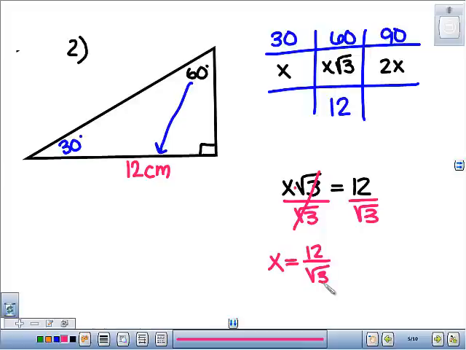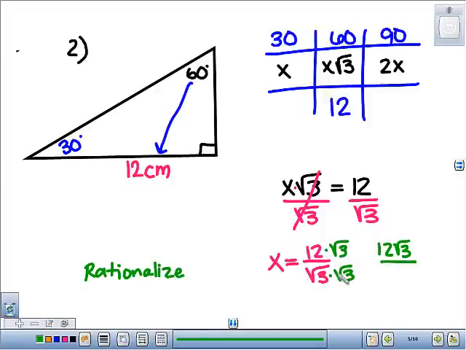Now I told you I want you to leave your answers with the square root in them, and that's true. But in this case, you have a fraction, and we do not want square roots in the bottom of a fraction. Your denominator can't have a square root. So you have to do what's called rationalizing. When you rationalize, that means to get rid of the radical in the denominator. So to do that, you multiply by whatever that radical is to your numerator and denominator. And that goes straight across. So 12 times square root of 3 is 12 square root of 3.